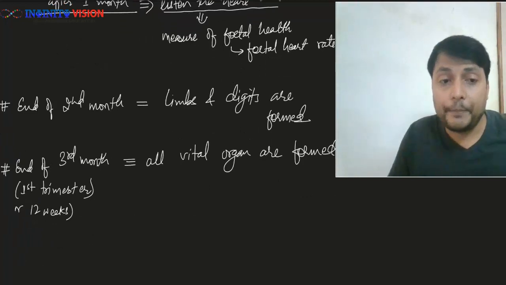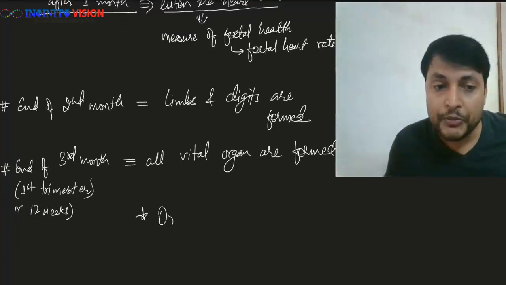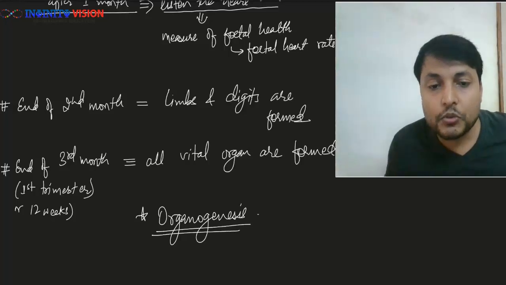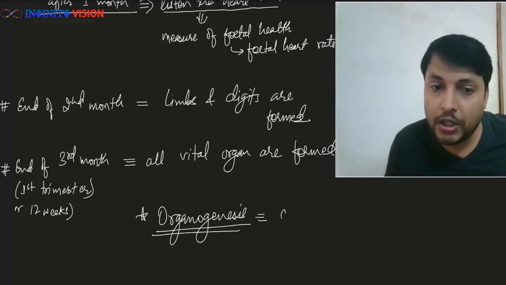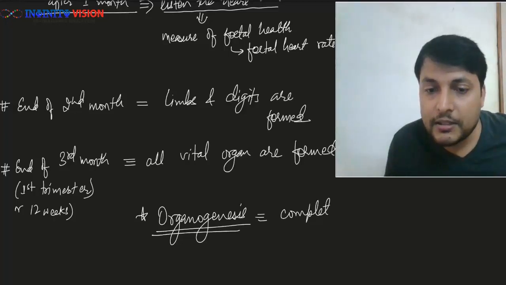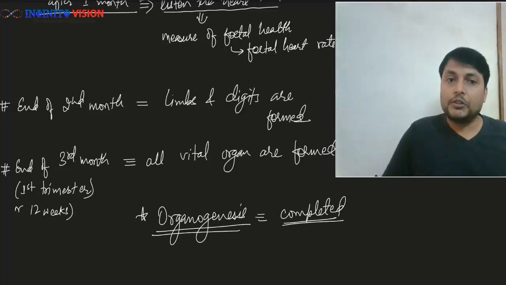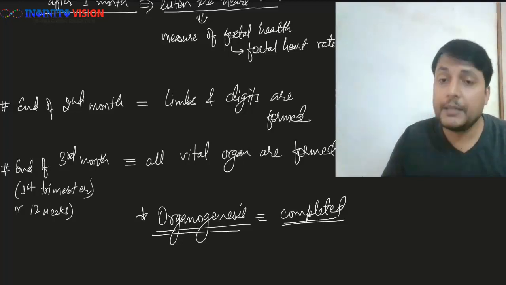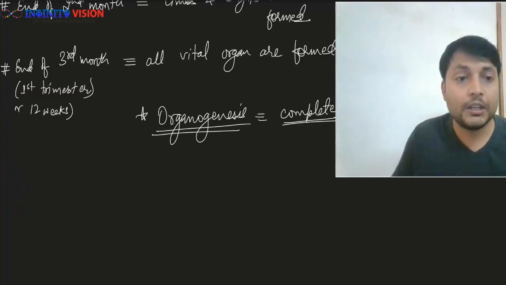Now the process of formation of organs from the tissue is called organogenesis. So what we find is by the end of the third month, the organogenesis is almost completed. So by the end of the first trimester, the organogenesis is complete. All the major organs have been formed.